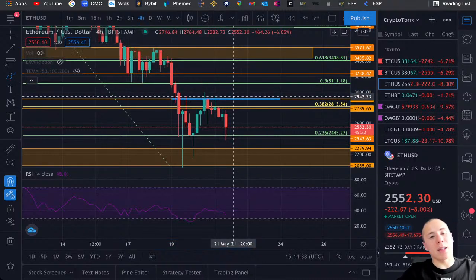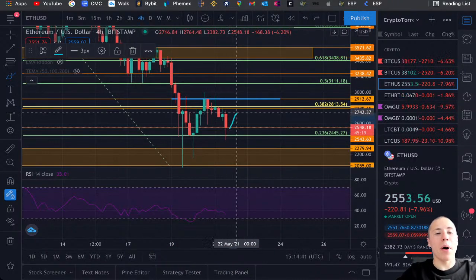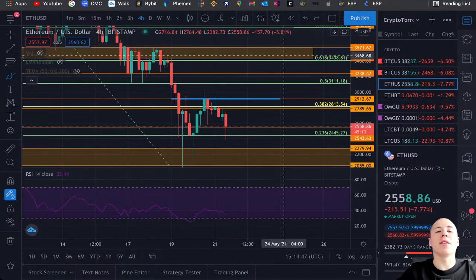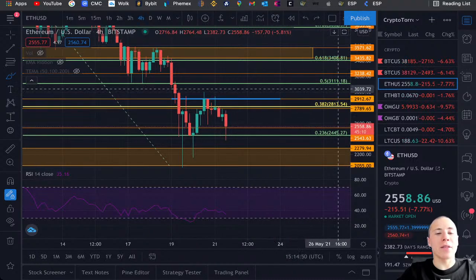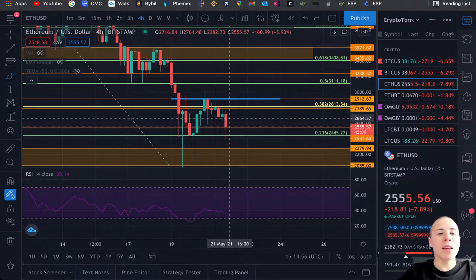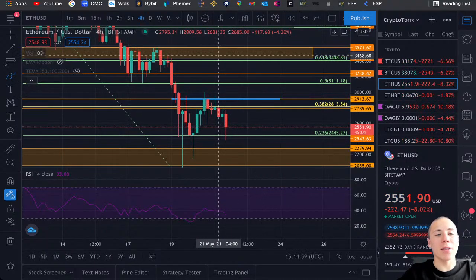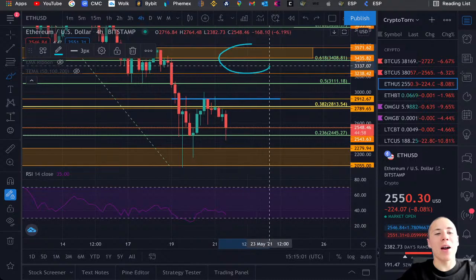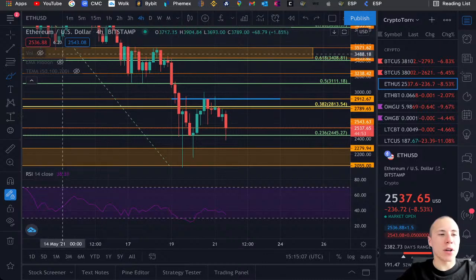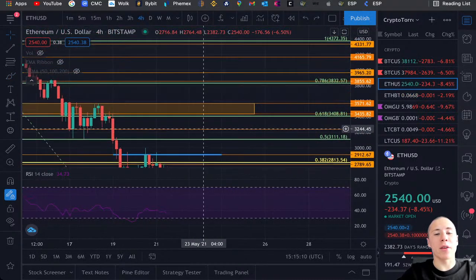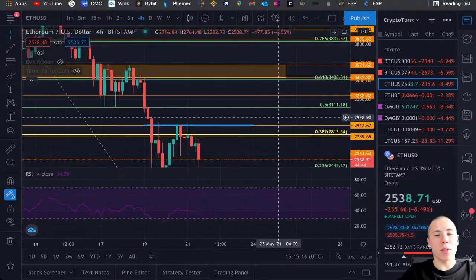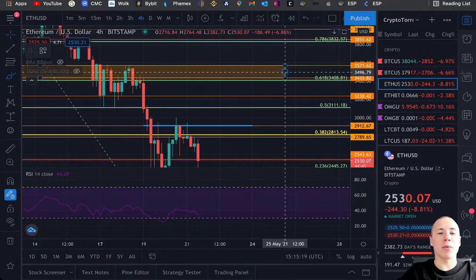So I personally think, yes, we have to be able to get above the neckline of this W structure, but as well we have to trade above the 0.382 at $2,813 before even getting further up, because as you could see over here, we are having major resistance on the upper area of the chart where we are heading towards, if Ethereum has a reversal pattern that will be playing itself out.